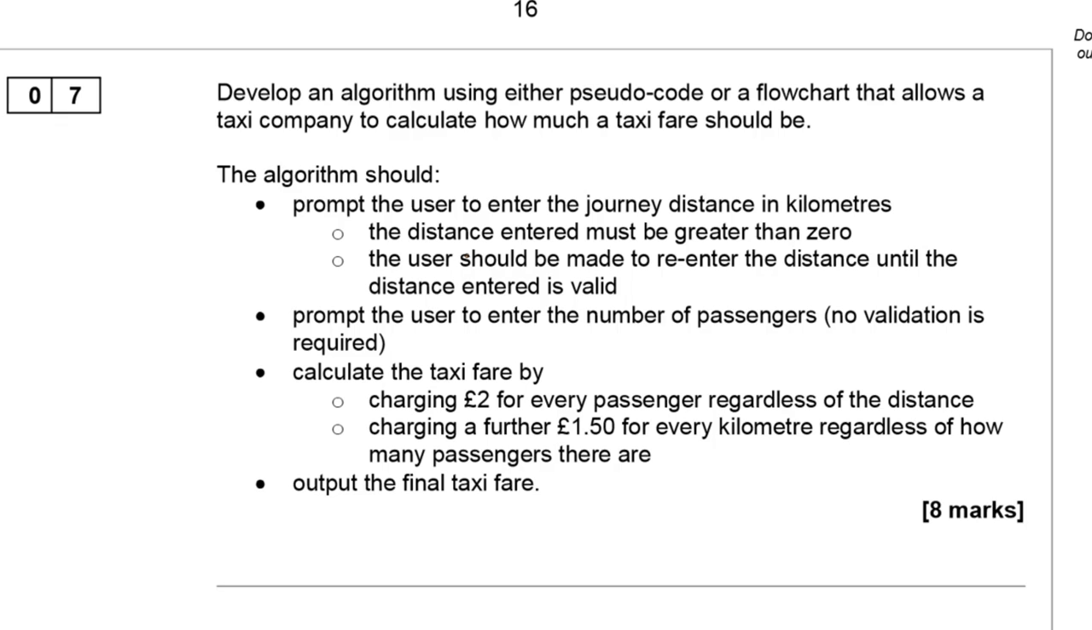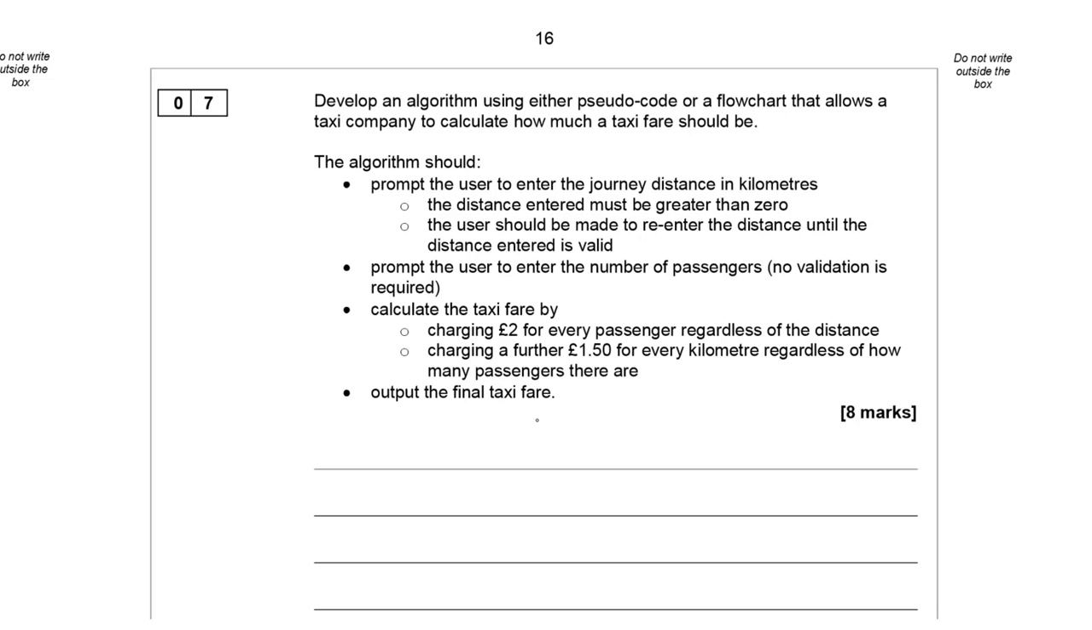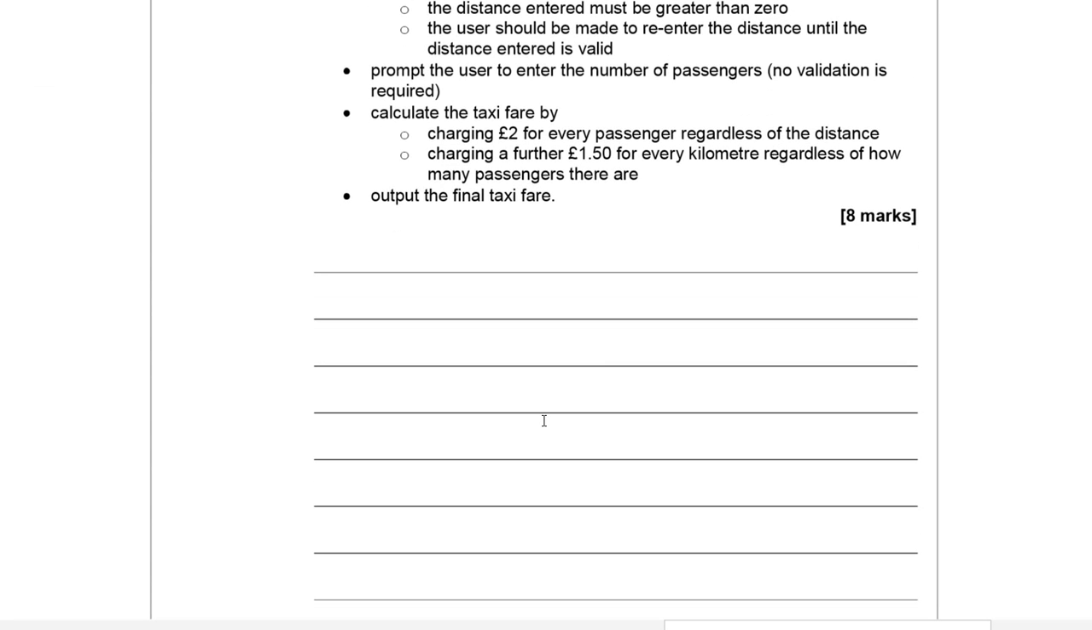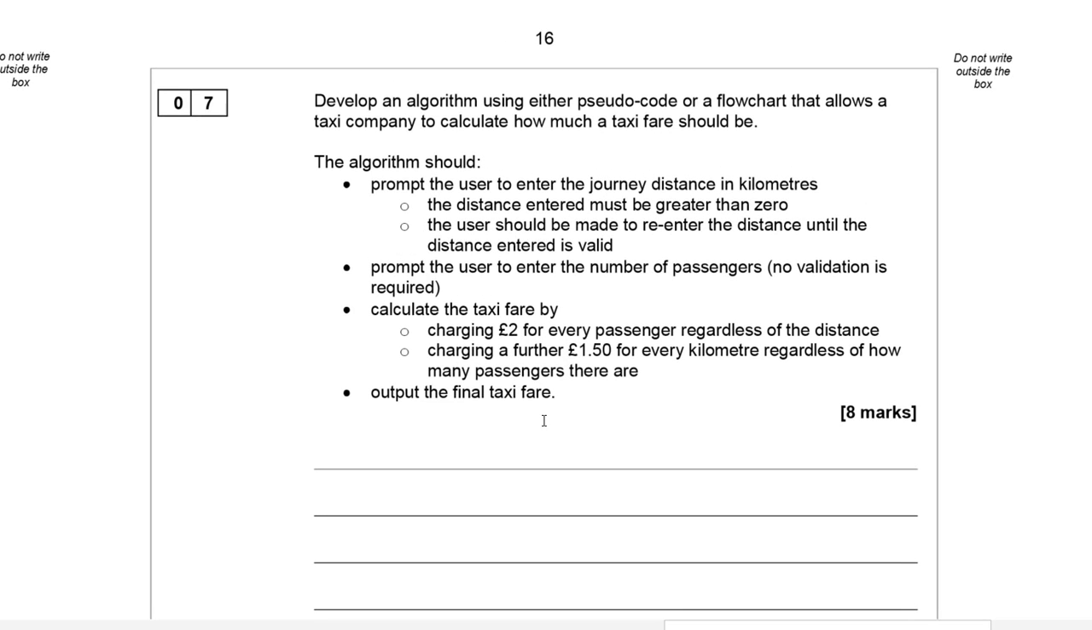And then we actually do the calculation. So we charge £2 for every passenger regardless of the distance, and charge a further £1.50 for every kilometre regardless of how many passengers there are. So two kind of separate steps here which combine to become this final taxi fare. Quite a few steps here, but there's no, to my first impression, any difficult logic within this. So you sort of just have to follow this line by line.